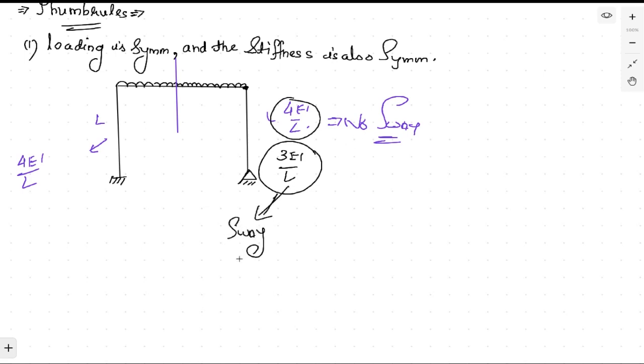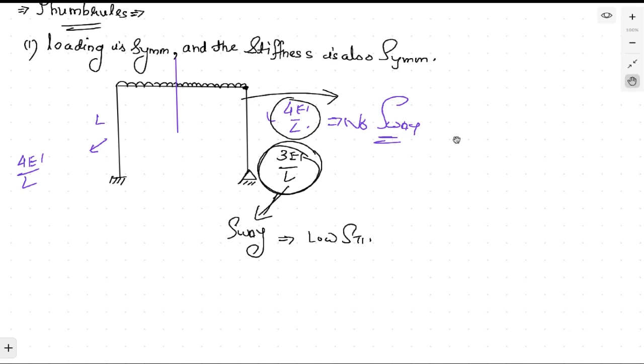Always remember that the sway will occur towards the region which has low stiffness. Sway will occur towards the low stiffness region. That means this is 3EI upon L, so the sway for this frame will be towards the right side. So you have to remember these two things: the sway will occur if there is a difference in stiffness about the center line, or if there is unsymmetrical loading. If the loading is symmetrical, then the sway will not occur. If the loading is unsymmetrical, then the sway will occur.